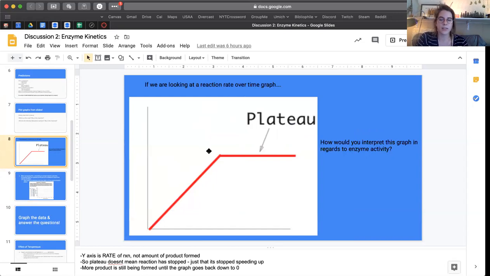But no, because this is a rate. This means that the product is still being formed and stuff is still happening. It's just that the rate is no longer accelerating. It's no longer increasing. So we've reached Vmax right when we get to the plateau. That's Vmax, but you're still making product. We could also be given graphs of product formation. If we were, then this plateau would represent the point where the reaction stops, so either you run out of substrate or whatever. Hopefully that makes sense about why you have to be really careful.